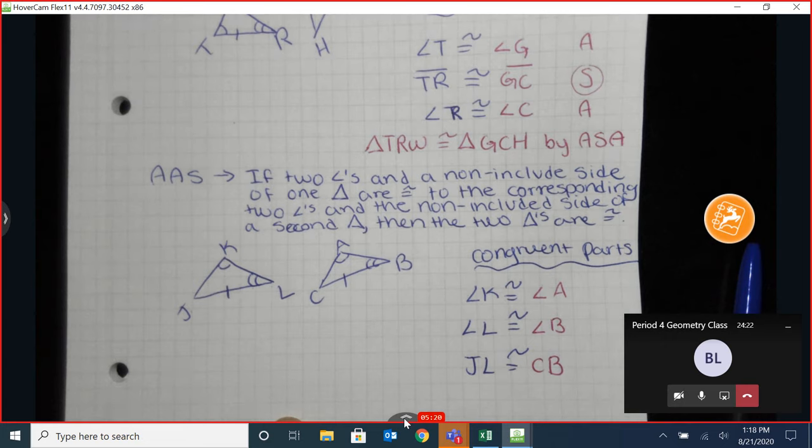So now, I'm going to show you the two things that are going to be on your classwork. The first part of your classwork is going to ask you to state if the two triangles are congruent based on angle side angle and angle angle side, or not congruent, because is it always going to be congruent? Not all the time.